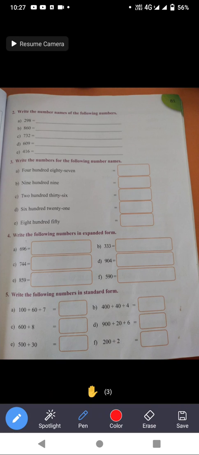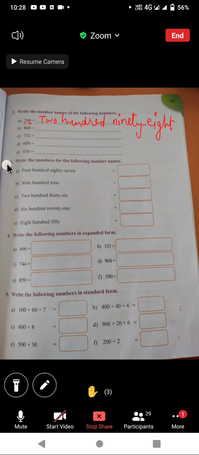Time is also going to finish. Let me solve this one question. Let me tell you the first part. 298 is there. So start writing from the 100 place. 200 is there, so TWO and HUNDRED. Then 98: NINETY and EIGHT. Like this we have to write. 298. Second one is 860. So write EIGHT HUNDRED and SIXTY. Like this you have to do.